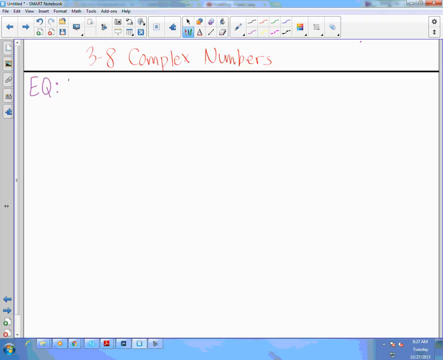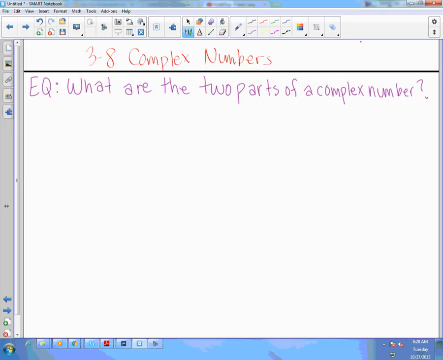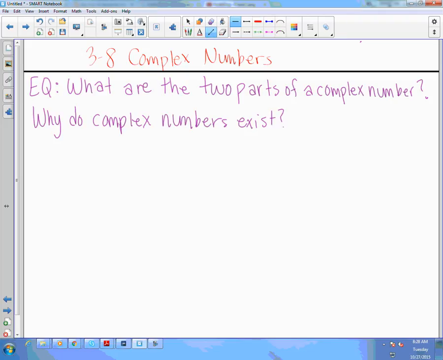Essential question: What are the 2 parts of a complex number? And why do complex numbers exist? What are the 2 parts of a complex number? And why do complex numbers exist?